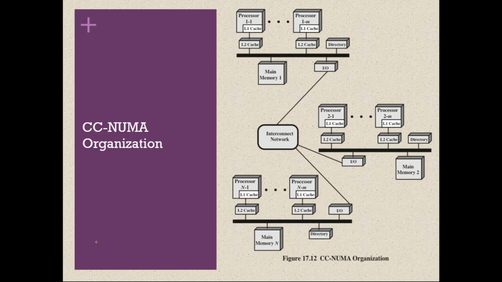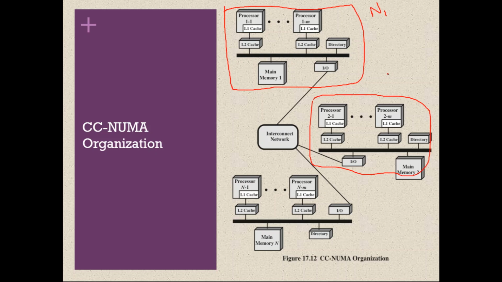Now let us see the architecture or the organization of NUMA, how NUMA systems are organized. In NUMA, the basic building block is a node. Here only 3 nodes were shown, but the system can have many nodes. So this is a node, let us call this node 1. This is another node, node 2. Similarly, this is another node, node 3.